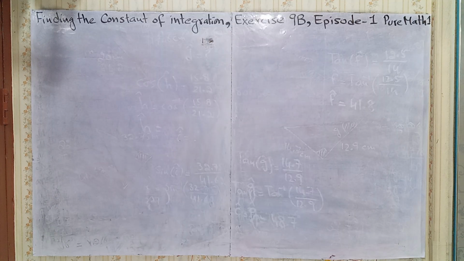Today we are working on the solution of the course book of Pure Maths 1, and from that course book we are working on Exercise 9B. This is our first episode on Exercise 9B. The topic of the exercise is finding the constant of integration, and the topic of the chapter is integration. This is Paper 1 of the AS Mathematics. So let's start today's exercise.